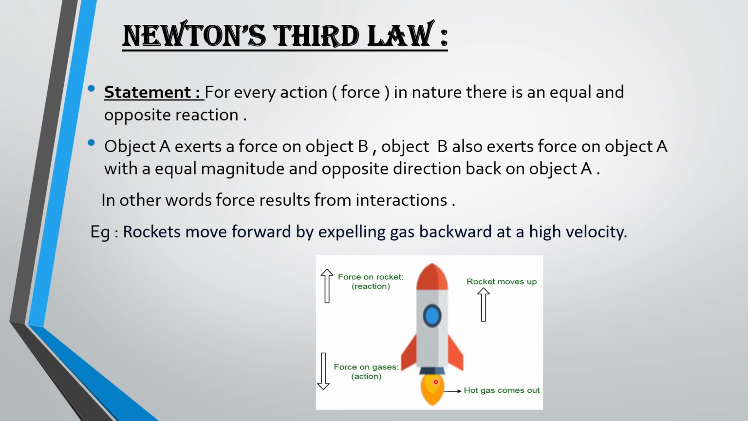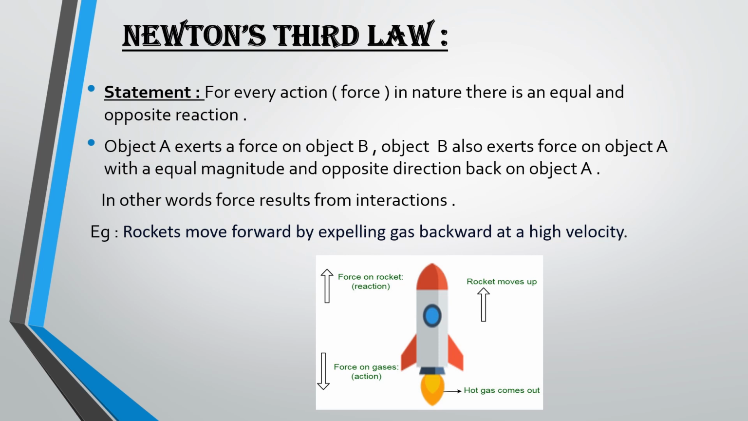So for every action, there is an equal and opposite reaction. The action is in the south direction, but the reaction is in the north direction. It depends on the velocity of the expelled gas; the rocket will move forward with a corresponding velocity. This is the best example for Newton's third law.